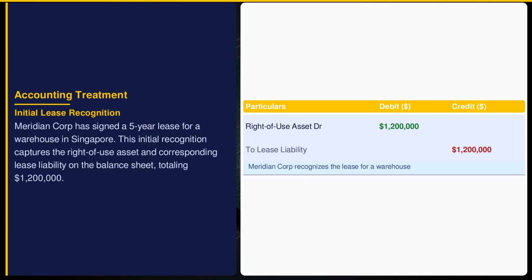The recognition of the right-of-use asset and lease liability is pivotal under ASC 350. For Meridian Corporation, this means acknowledging the economic benefit of the warehouse while recording the obligation. This impacts both the assets and liabilities, ensuring the lease is transparent on the balance sheet.